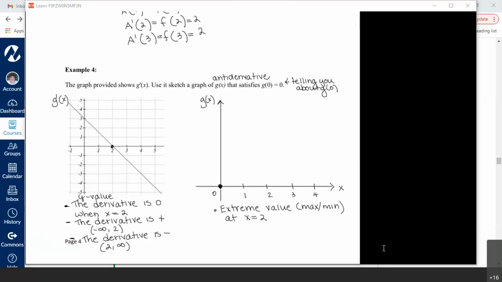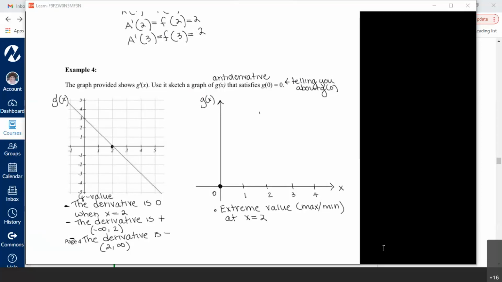But positive rate of change usually means you're on the right track. Positive rate of change means the graph is increasing. Don't get it confused with the second derivative. Second derivative positive, you're thinking concave up. So let's think about first derivative. If you've got a positive rate of change, it means g of x is increasing on that interval.